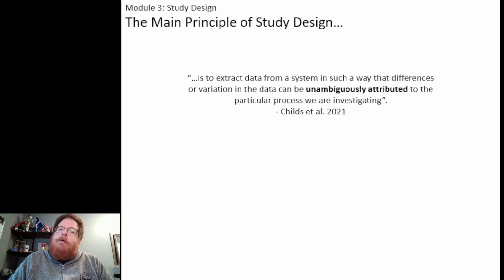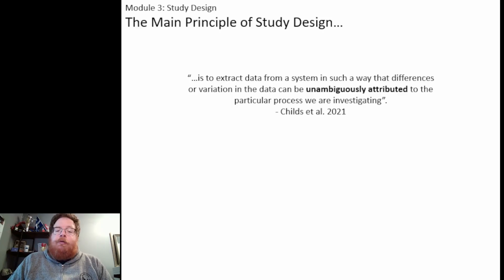Now, what I want to talk about next is, okay, we have these two different kinds of studies, but when we design a study, whether it's observational or experimental, we want to make sure that we have a good study. And what is a good study? Well, I'm going to borrow the words from a book here by Childs et al., which was just published last year. This book says that the main principle of study design is to extract data from a system in such a way that differences or variation in the data can be unambiguously attributed to the particular process we are investigating.